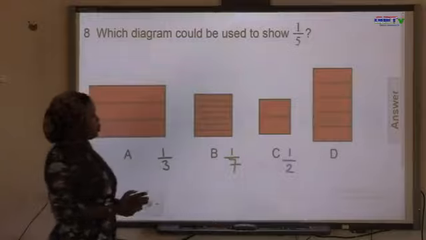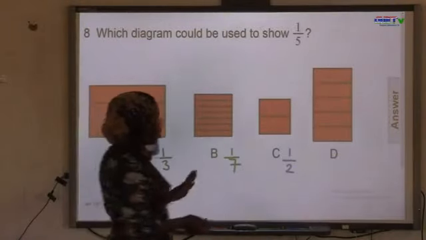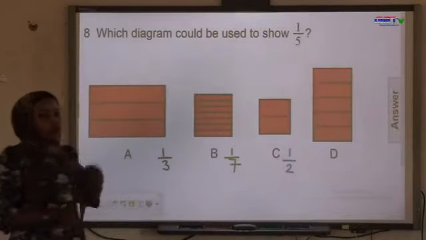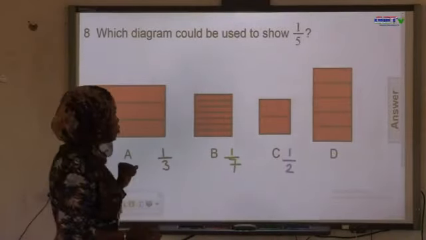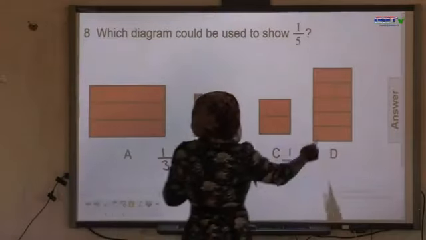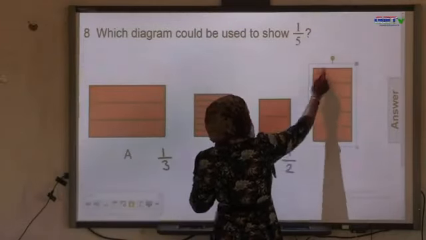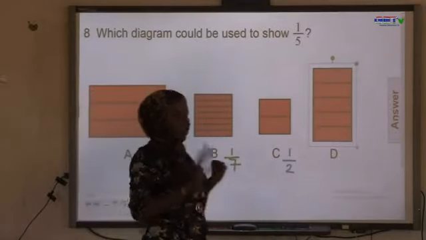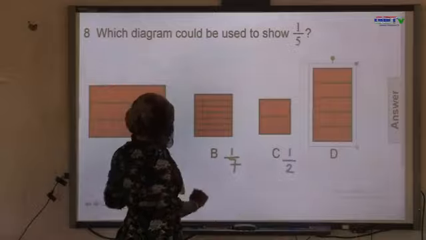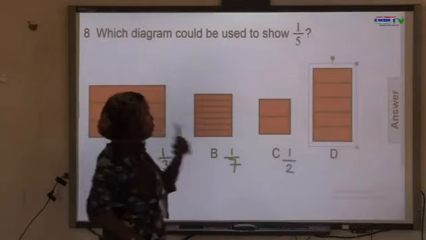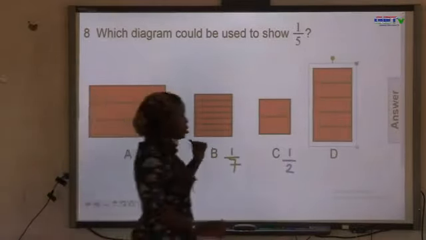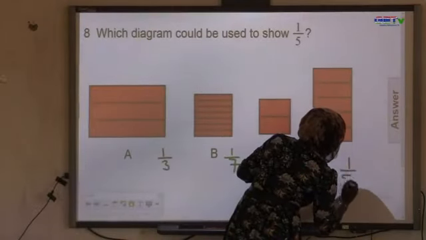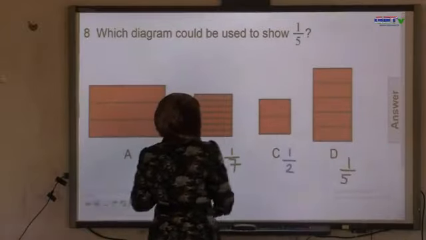Now let's look at option D. For option D, the diagram is divided into how many parts? Let's count. 1, 2, 3, 4, 5. The diagram is divided into 5 equal parts. Now each part can be written as 1 over 5, which is 1/5.